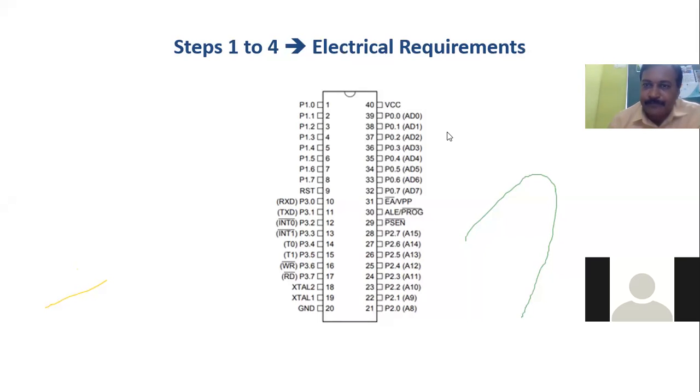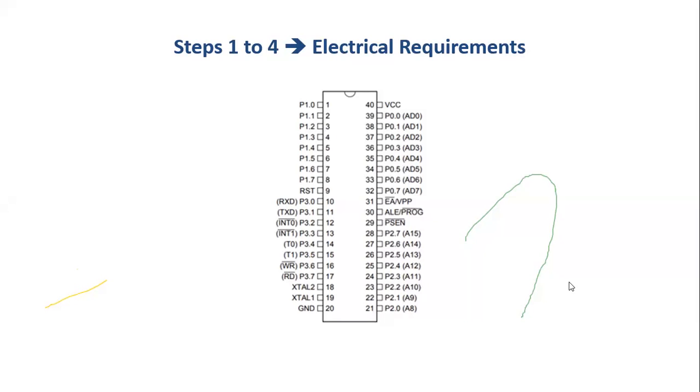Now let us consolidate our talking points here. The first requirement is my power requirement, which means I connect this pin to the power supply, and the 20th pin has to be connected to ground. That is my ground pin. So that is my first thing.